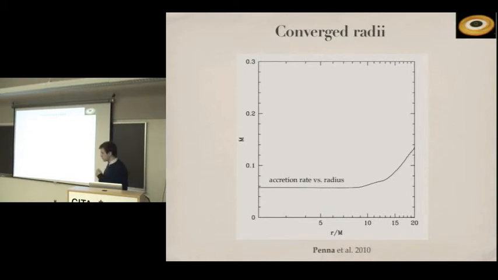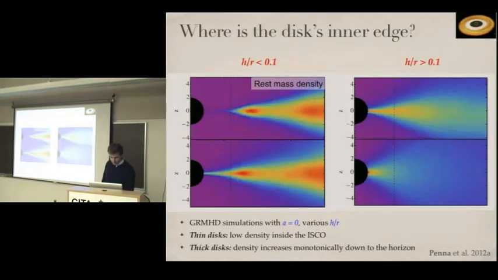Is this measured on a cylinder or on a shell, on a sphere? Yeah, it's kind of a neat point. It's measured on a sphere. For a thin accretion disk at least, I don't think it really matters.